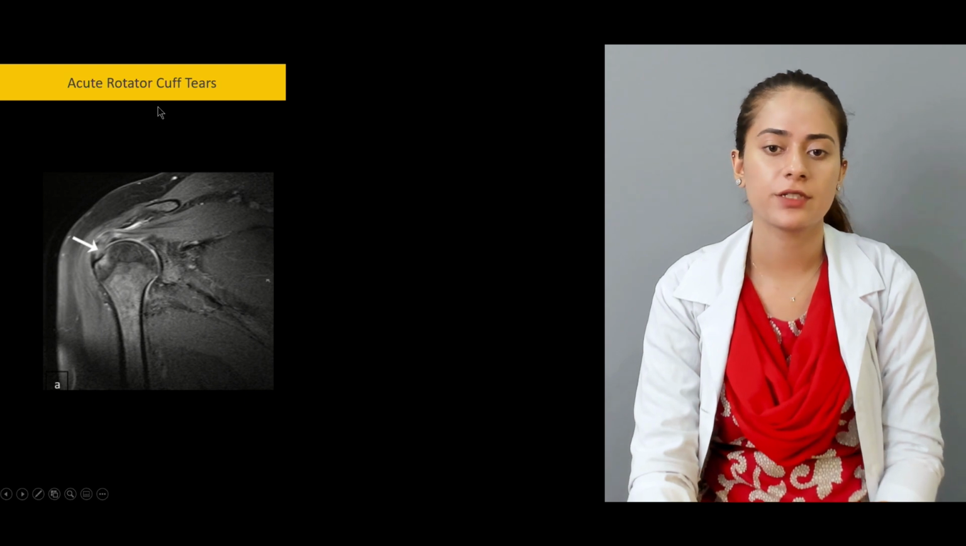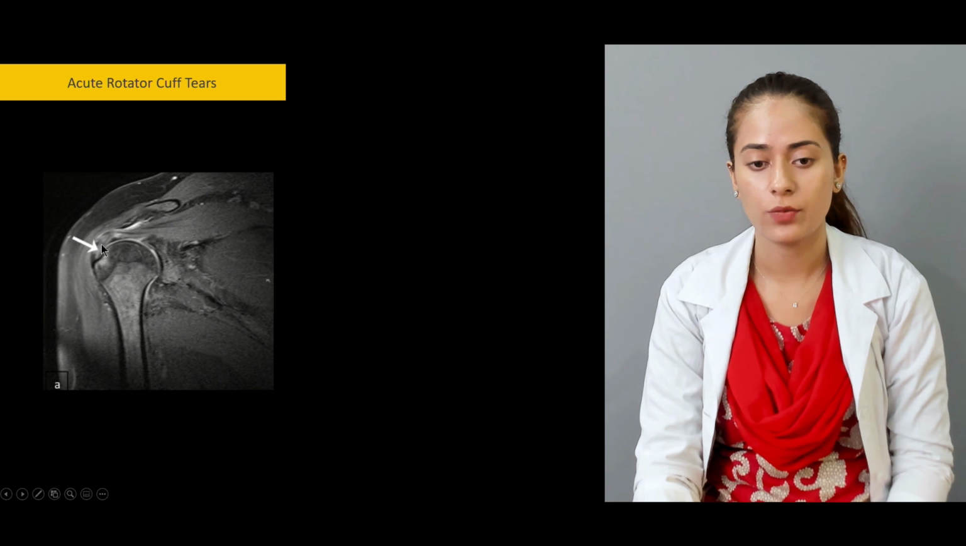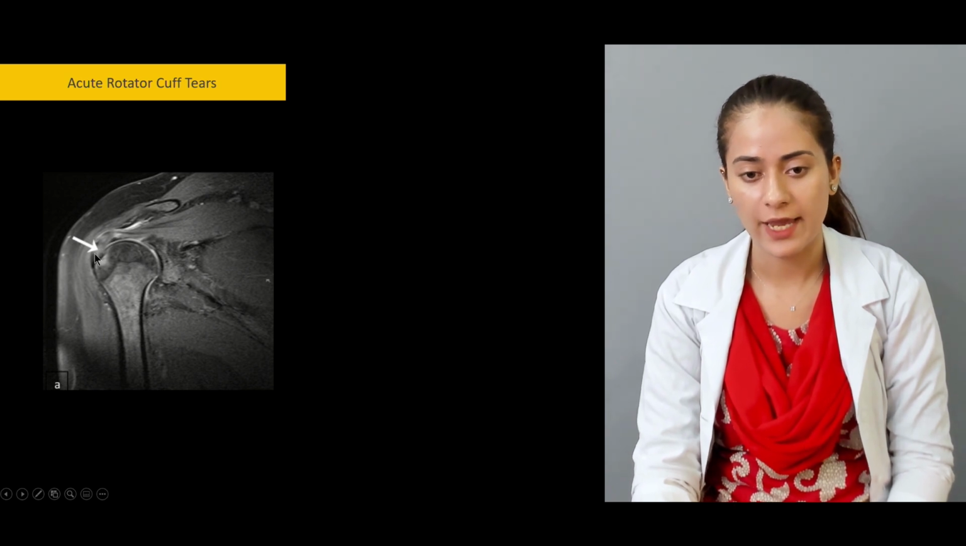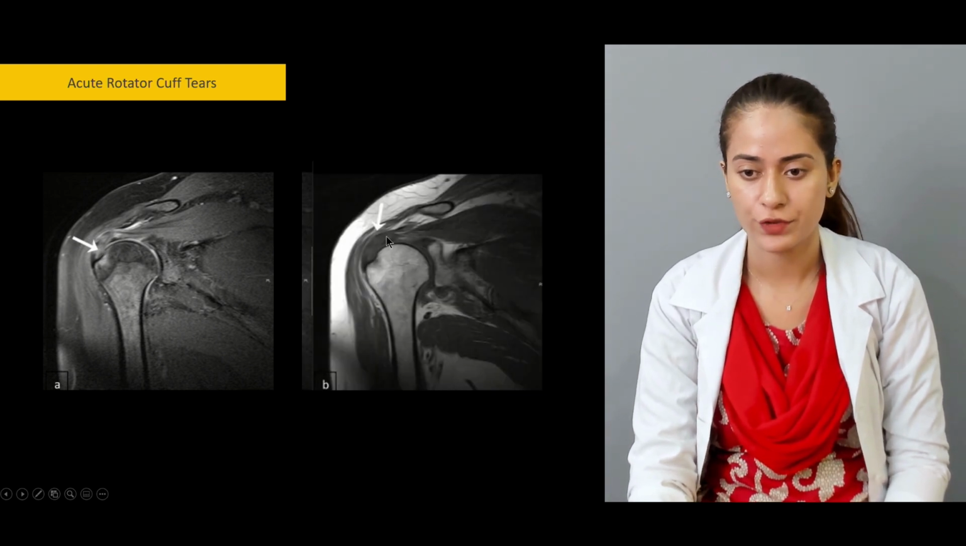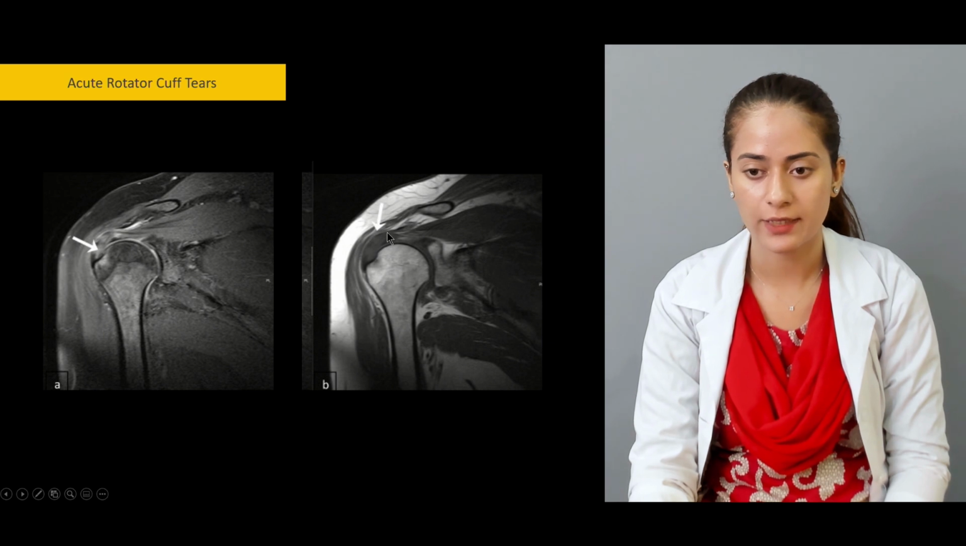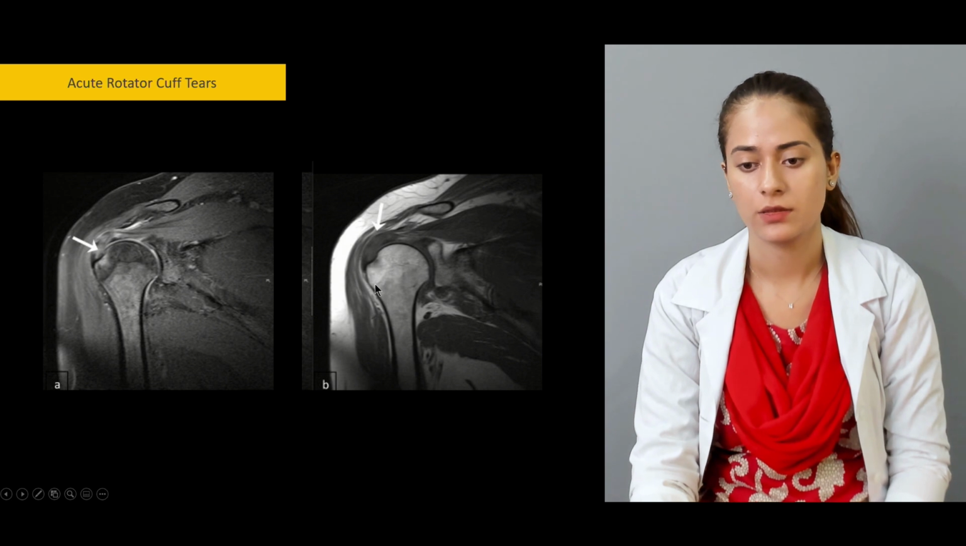So acute rotator cuff tears. In acute conditions, there is obviously a bleed. So this is a bleed and a rupture of the subscapularis tendon here. Also, it can be seen here that there is swelling, there is rupture, and there is bleed.